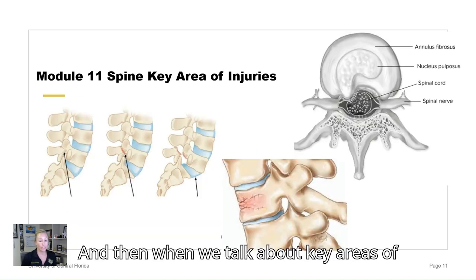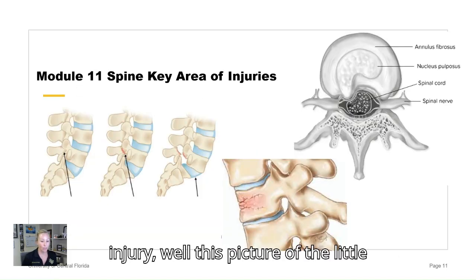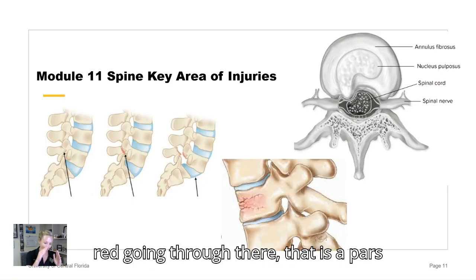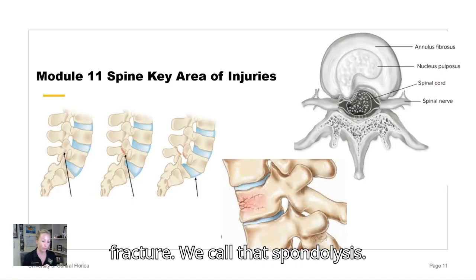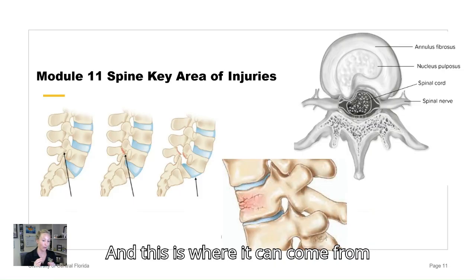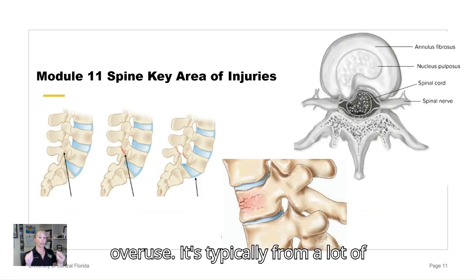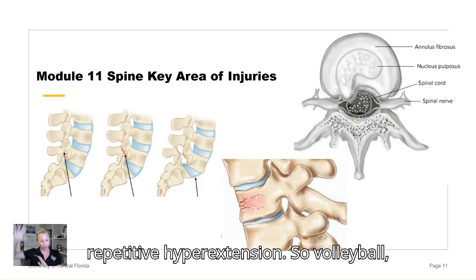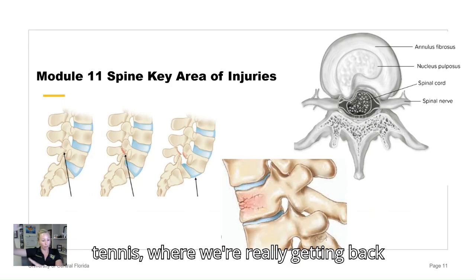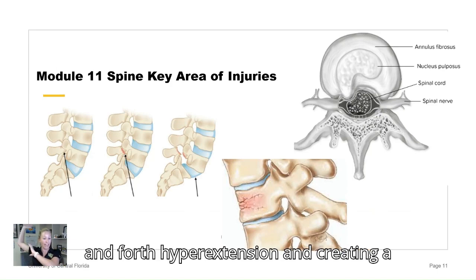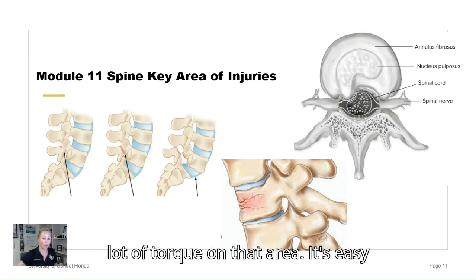And then when we talk about key areas of injury, in this picture the little red line going through there is a pars fracture. We call that spondylolysis. And this is where it can come from overuse. It's typically from a lot of repetitive hyperextension. So volleyball, tennis, where we're really getting back and forth hyperextension and creating a lot of torque on that area.